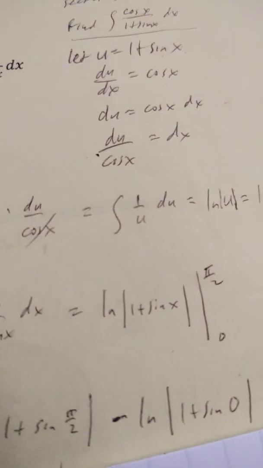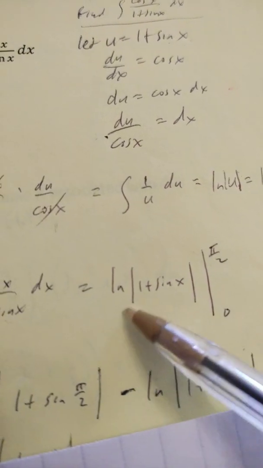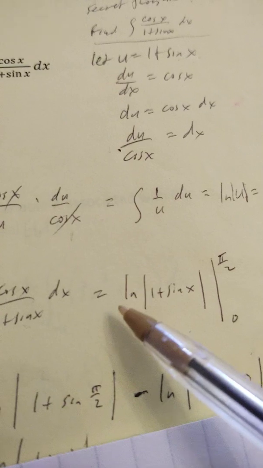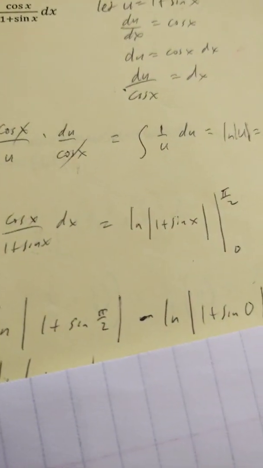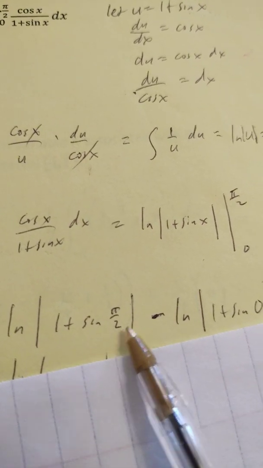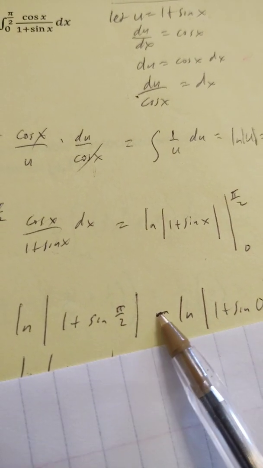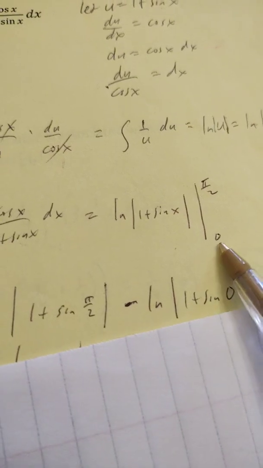So everything is consistent. Okay, and now what we're going to do is input the pi over 2 first in this whole expression, and then minus, and then input the 0 in this whole expression. So that's what I did here. I've got the natural log of 1 plus the sine of pi over 2, because we input the top number first, and then minus, and don't forget you have to write ln again, minus the ln of 1 plus the sine of 0.